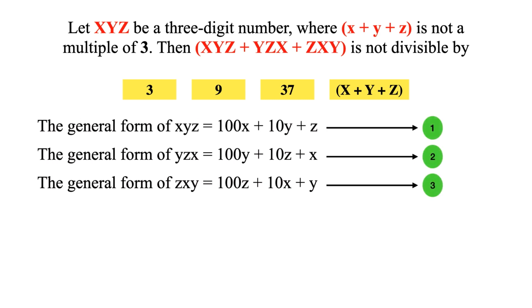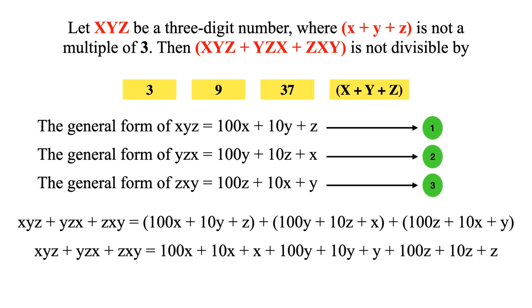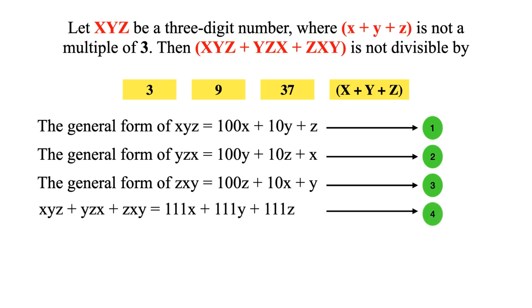Now add all these three equations. Adding the three equations we get XYZ plus YZX plus ZXY equals 100x plus 10y plus z plus 100y plus 10z plus x plus 100z plus 10x plus y. After solving, the result is XYZ plus YZX plus ZXY equals 111x plus 111y plus 111z. Call this equation 4. Now simplify equation 4. We will get XYZ plus YZX plus ZXY equals 111 times (x plus y plus z).